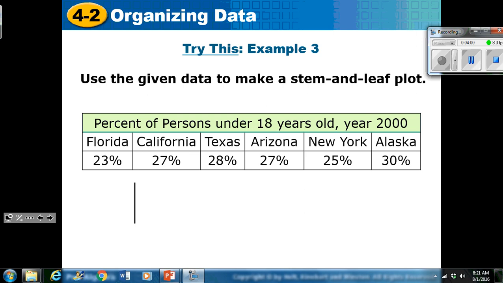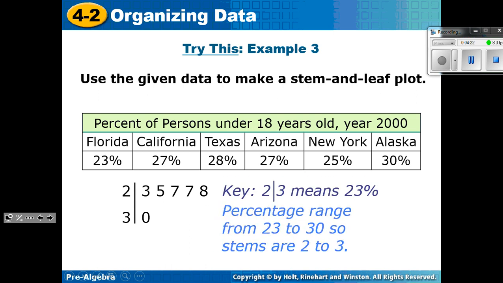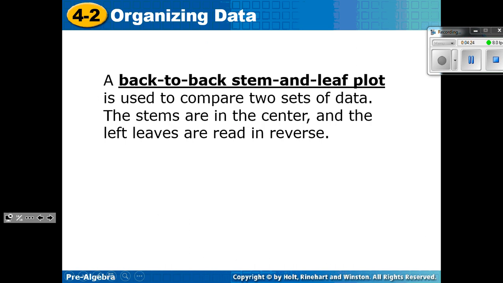Alright, we're going to make a stem and leaf plot for this data set. You can see almost all of the numbers are in the 20s, but we've got one in the 30s. So our stems are going to be 2 and 3. And then we go ahead and add the ones place for each one of those pieces of data and give a key. And that's all there is to it.